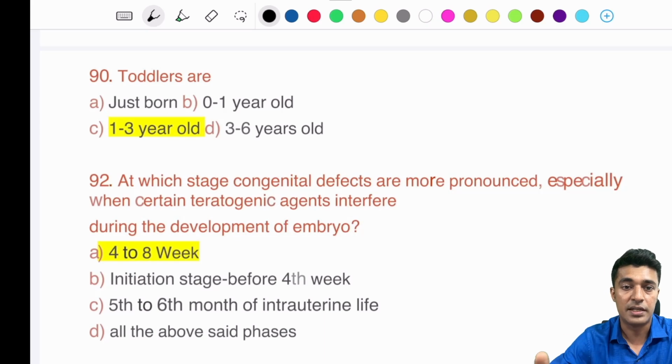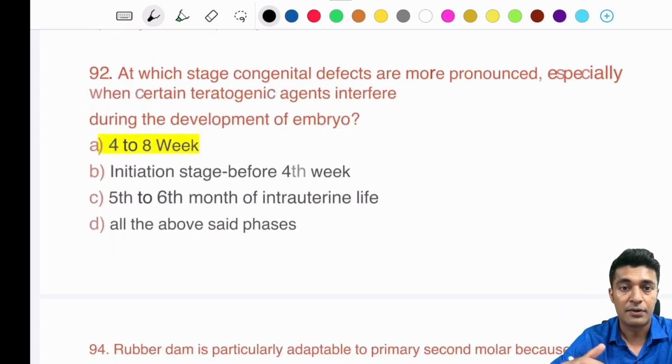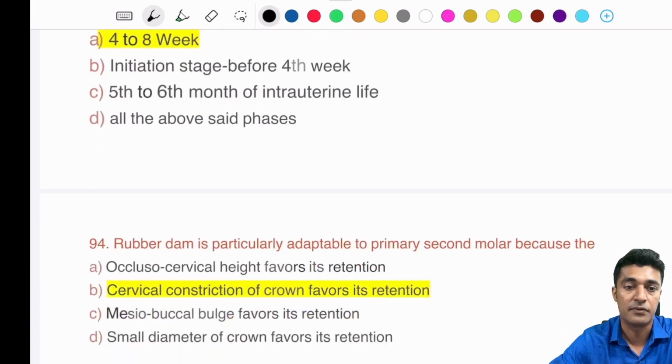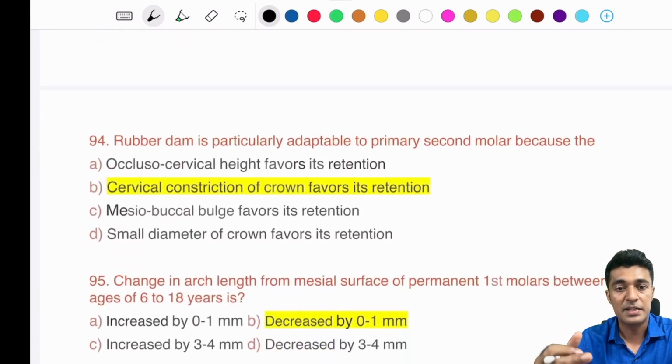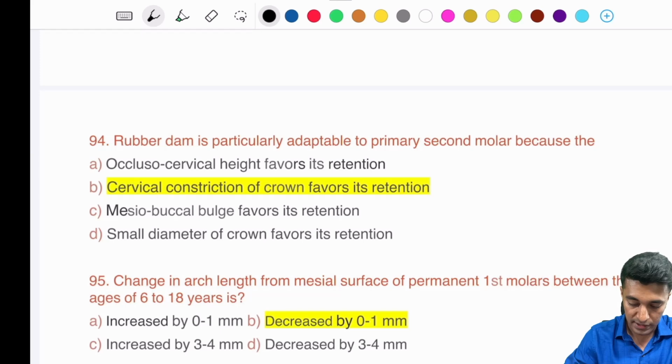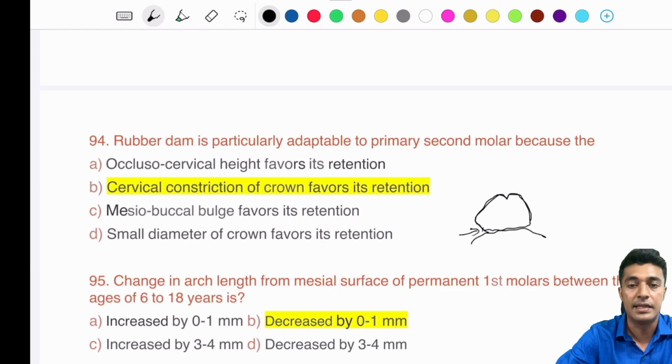Toddlers are 1 to 3 years of age. At what stage are congenital defects most pronounced, especially when certain teratogenic agents interfere during the development of the embryo? This is the 4th week of intrauterine life. Rubber dam is particularly adapted to primary tooth because the cervical constriction of the crown favors its retention. Now, what is the cervical constriction? So this is the gingiva, this is the cervical constriction of the tooth, and the clamp engages this portion which provides additional retention.